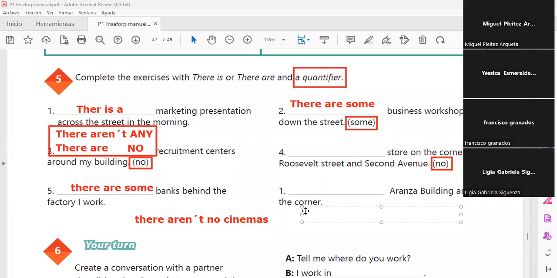What is the last one? There is not a store on the corner. I'm sorry, number four. There is no store on the corner of Roosevelt Street and Second Avenue. All right, that's good. Can you tell me another one? Another option for this one? Anyone?